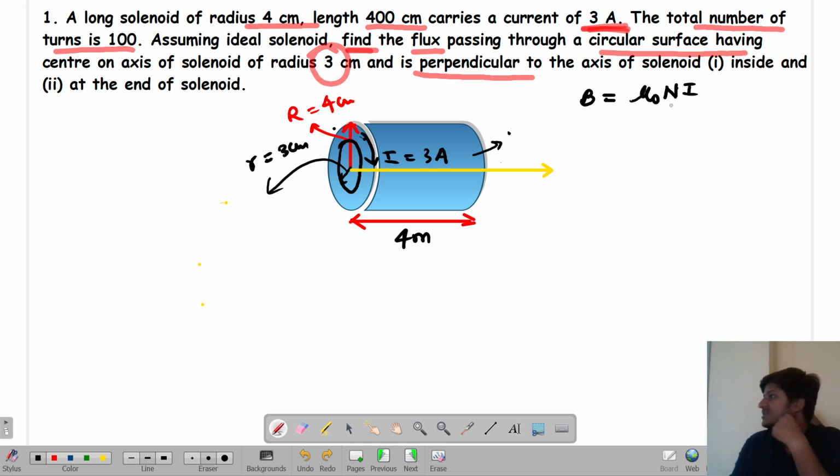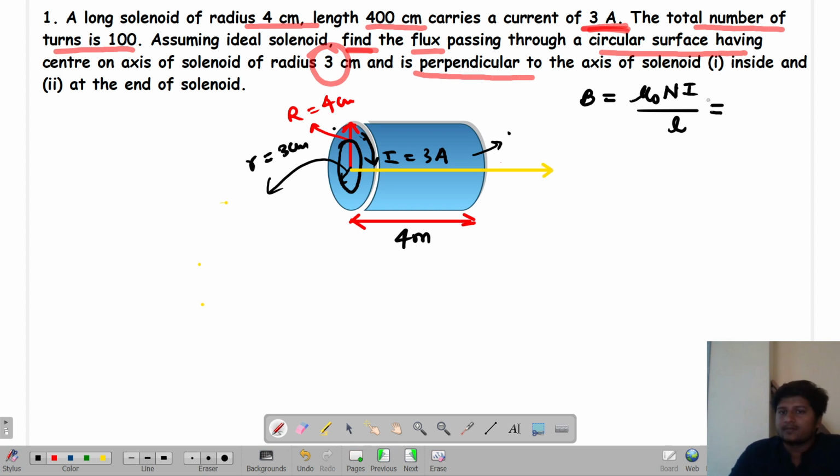What this n is? I told one thing. If you use capital N, it is number of turns, and if you use a small n, it is number of turns per unit length. Right or not? So here this magnetic field should be divided by length or not? This should be divided by length of the solenoid, so as to calculate total magnetic field inside the solenoid. Got it or not? Yes or no? Is it okay or not?